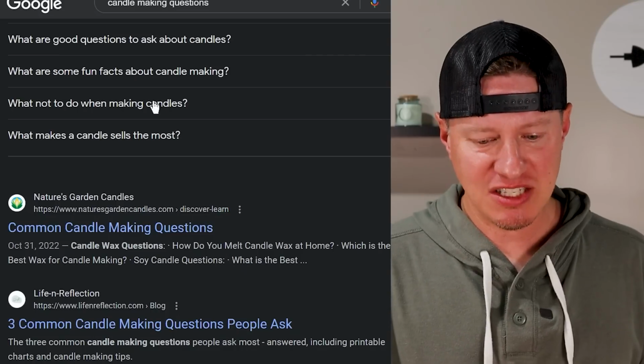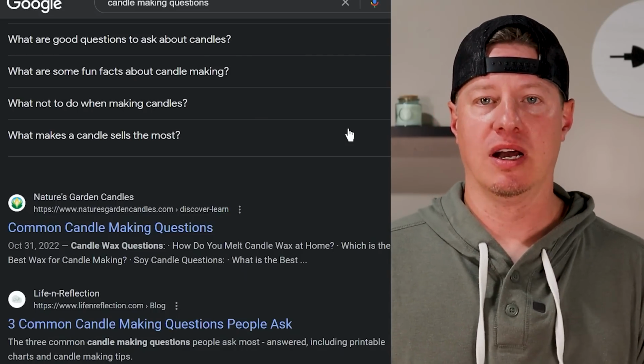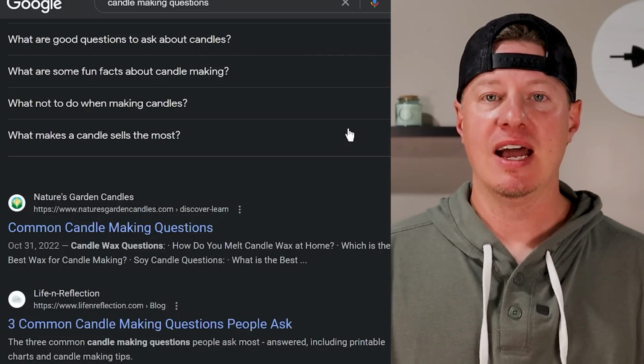All right, what not to do when making candles. Again, that's a very long topic. Actually, instead of answering that one specifically, I'm going to link a video here below in the description of this video. I'm going to link a video that I did that says don't do this, or something about the worst candle mistakes or the worst things you can do with candle making, something like that.